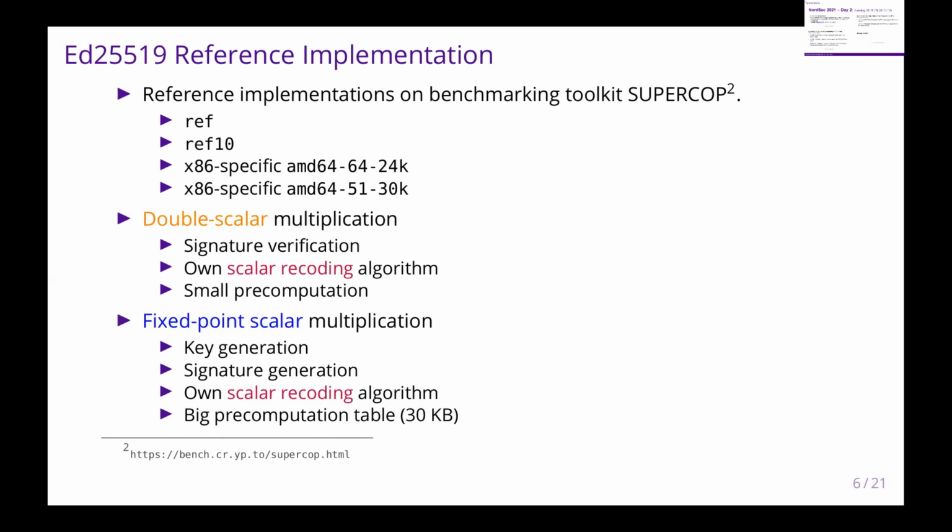On the other hand, the fixed point scalar multiplication is called like that because it's a scalar multiplication with a point that is known ahead of time. By knowing it ahead of time, we can precompute a big table that is roughly 30 kilobytes in size, and this speeds up the computation quite a lot. This is mainly used during key generation and signature generation. And also it has its own scalar recoding algorithm.